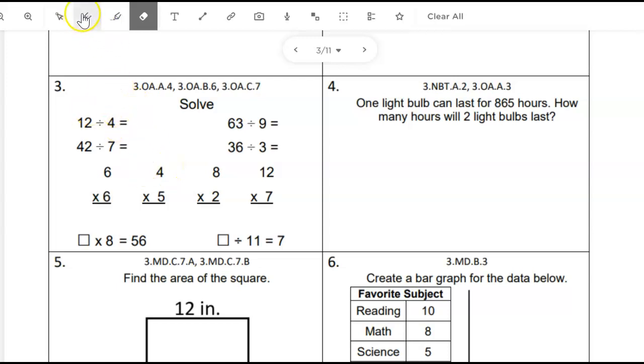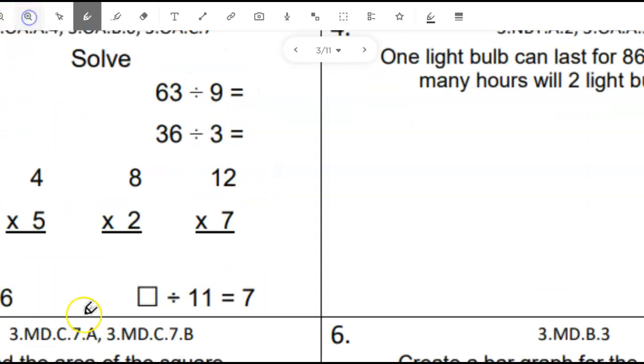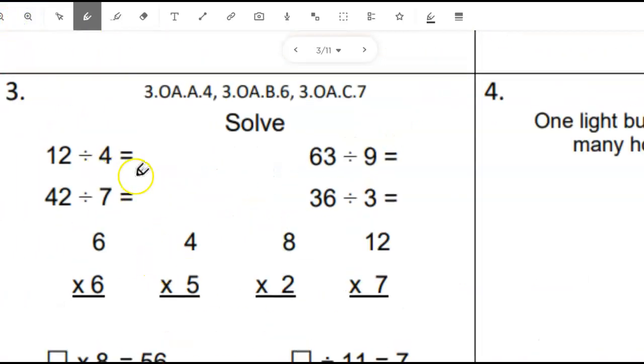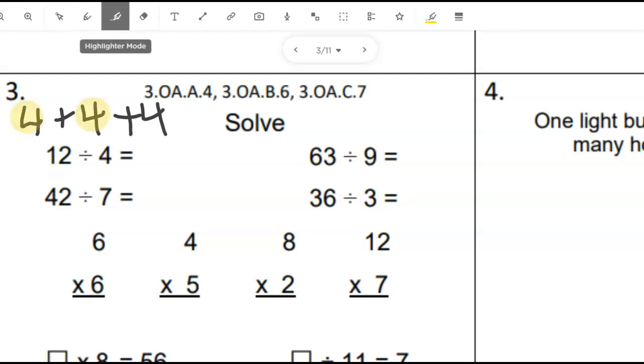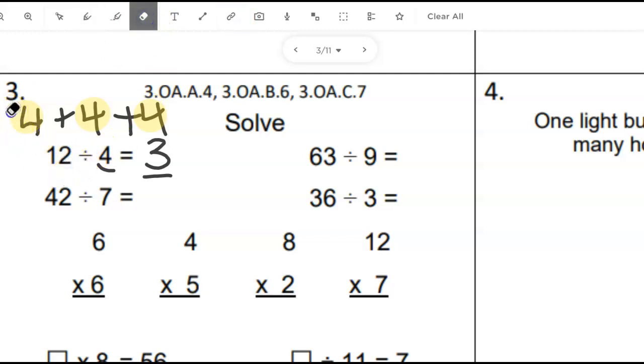When we are dividing, we can use skip counting to help us find the answer. So for the first one in part 3, I'll start with 4 and add 4 until I get 12. 4 plus 4 is 8. Plus 4 more is 12. How many times did I have to add 4? 3 times. 3 times 4 is 12, and 12 divided by 4 is 3. Go ahead and write that out.